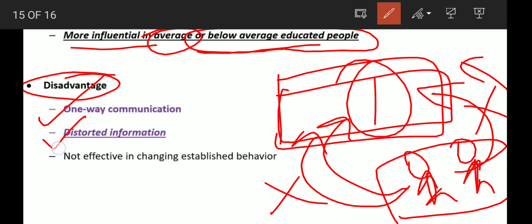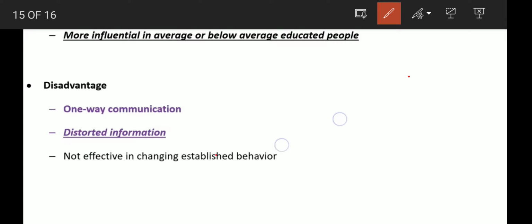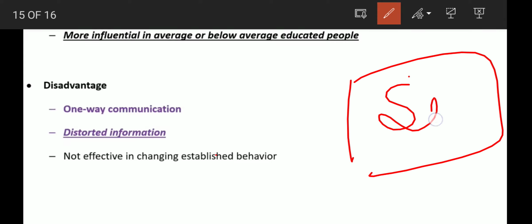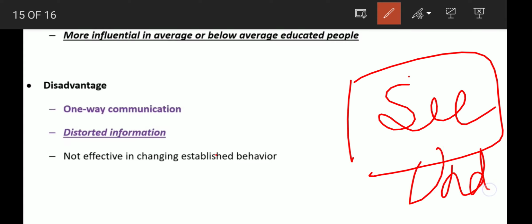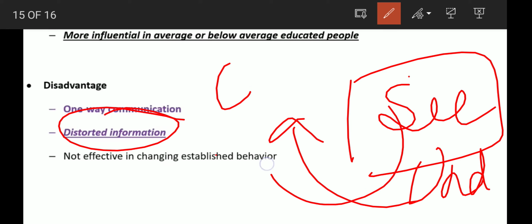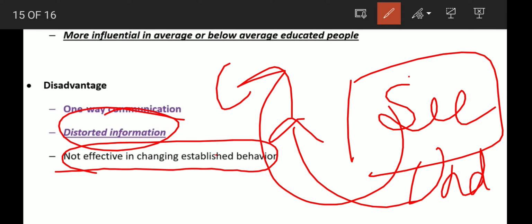Also distorted information. Now there is a role play. The audience sees something, they understand something, and they go and explain to others something else. So there could be distorted information reaching other people. It is not effective in changing established behavior. Mass media is not effective to change established behavior, whereas the individual approach, with face to face communication and interaction, the interpersonal communication, will have a greater impact on the people.